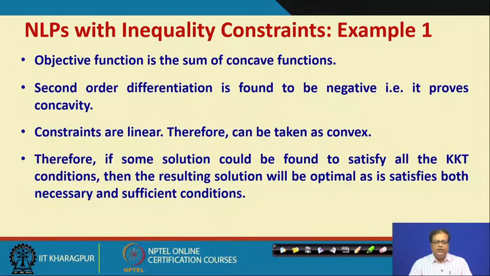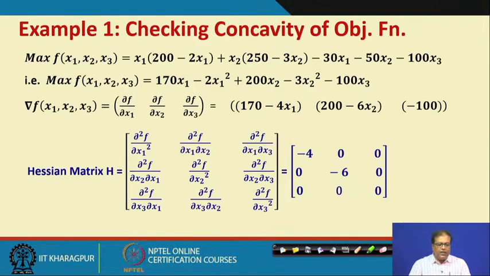So, let us see how we can see that these are concave. The objective function is the sum of concave functions. If they are, automatically the second order differentiation would be negative, which proves concavity. Constraints are linear, so they can be taken as convex. Therefore, if some solution could be found to satisfy all the KKT conditions, then the resulting solution will be optimal, as it satisfies both necessary and sufficient conditions. So, let us look at the Hessian matrix.